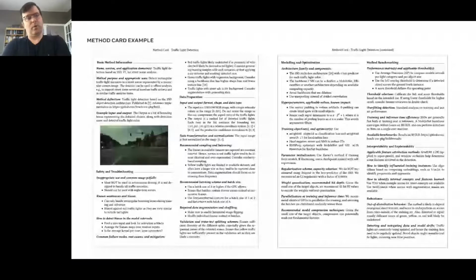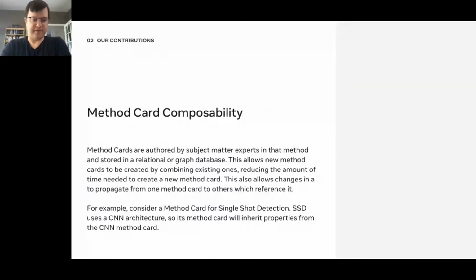So one of the key features of method cards is that we envision them as being composable. I can take methods and reuse them to create even more complex methods. You can do this through a relational database or a graph database.